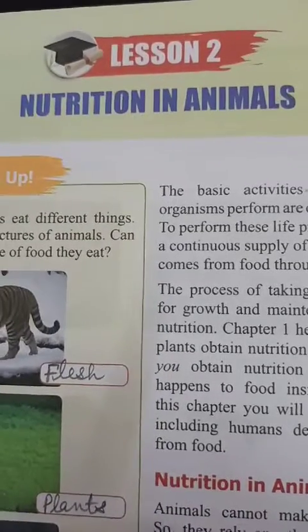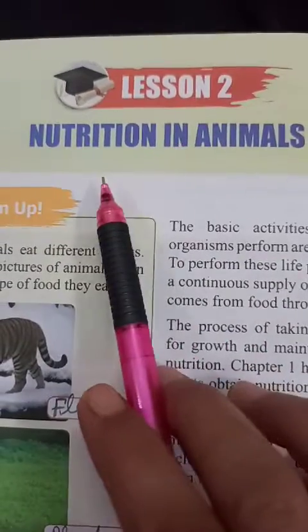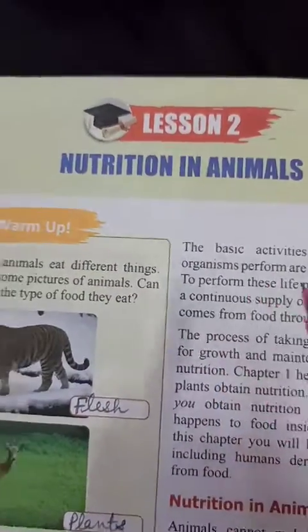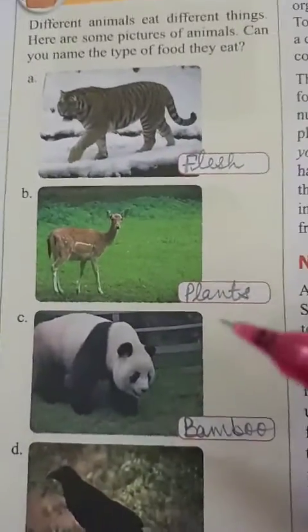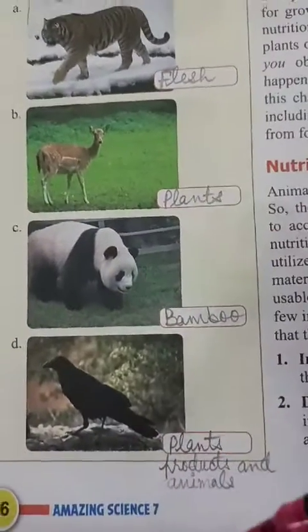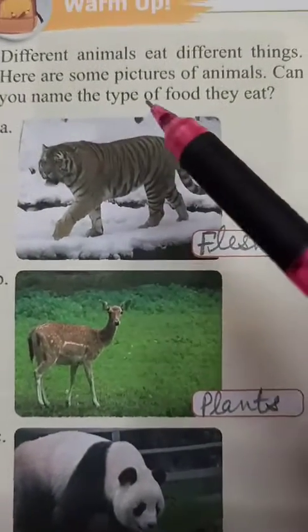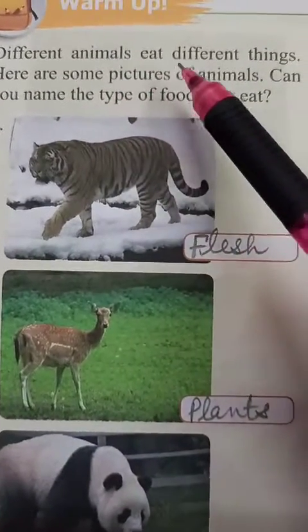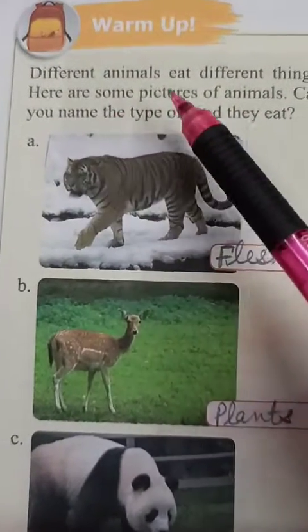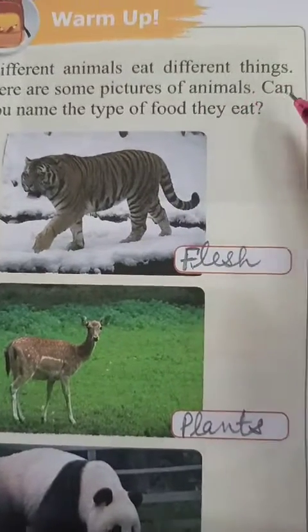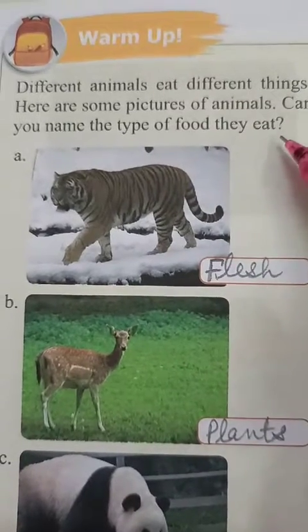Now let's start the exercises of lesson number 2. So children, you know that lesson number 2 is nutrition in animals. In chapter 2 also, on the first page they have given 4 blanks and pictures of animals. See what is written here. Different animals eat different things. Here are some pictures of animals. Can you name the type of food they eat?